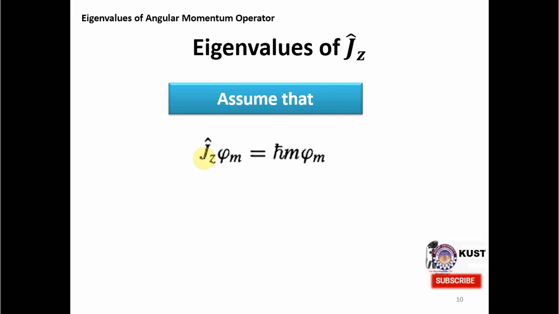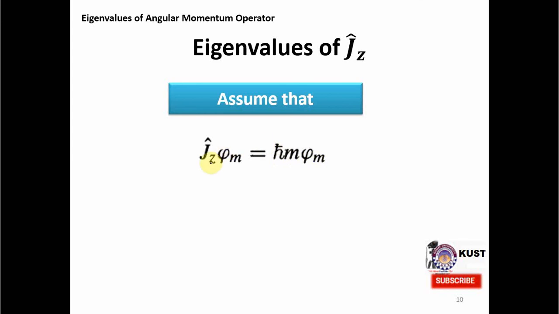And by assumption we say that whenever jz acts on the phi m, the eigenvalue is h bar m, because this phi is represented by its eigenvalue. So since m is the eigenvalue of the operator jz, when jz acts on the phi m, it gives us the eigenvalue m, and this h bar is just for the dimensional correction because we will have the angular momentum on both sides. So h bar is the dimension of angular momentum, so we get h bar m phi m.